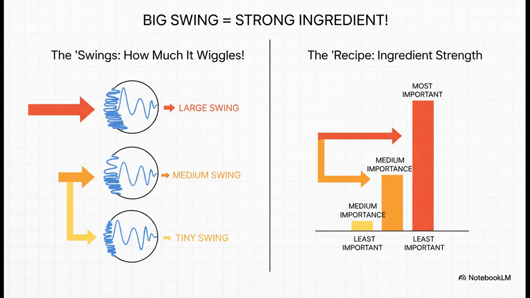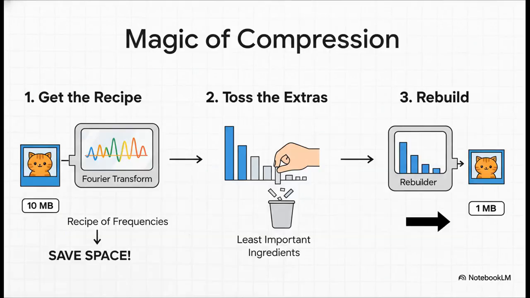And that is the whole magic behind compression. So think about how your MP3s and JPEGs are made so small. First, the computer finds the recipe for the sound or the image using the transform. Then, it identifies the least important ingredients. These are usually the really high-frequency details. And you know what it does with them? It just throws them away. Gone. It then rebuilds the signal with the remaining ingredients. And the crazy part? Our eyes and ears barely even notice they're gone. But the file size is way, way smaller.